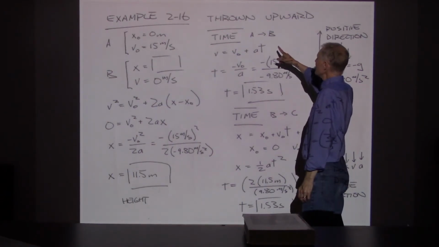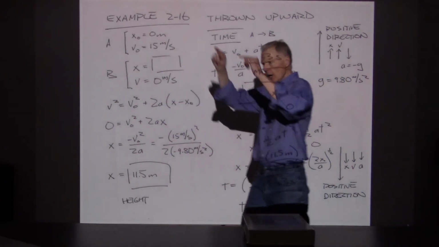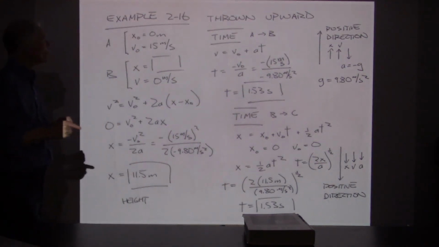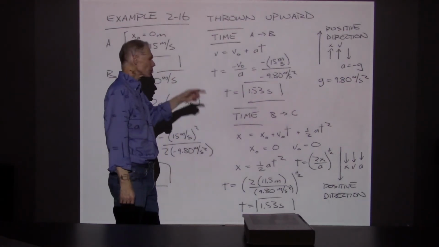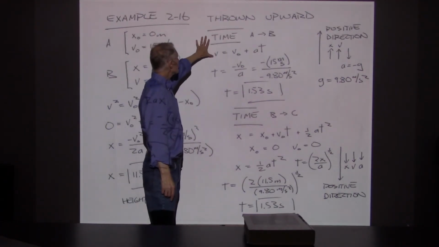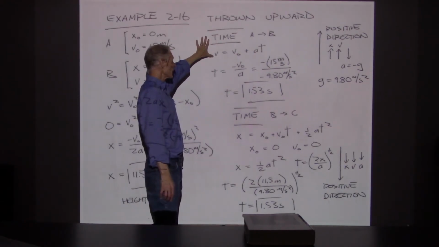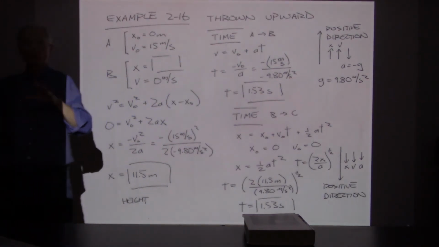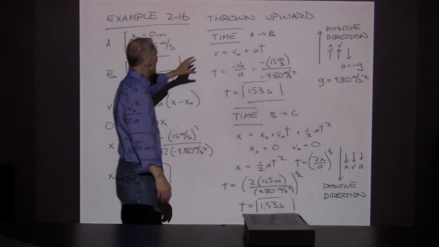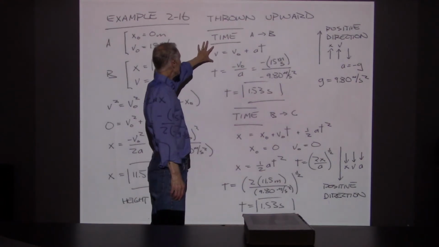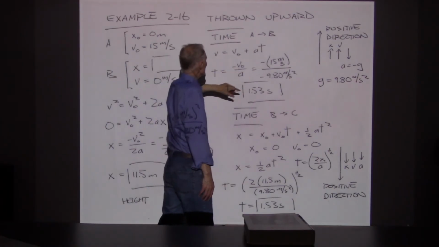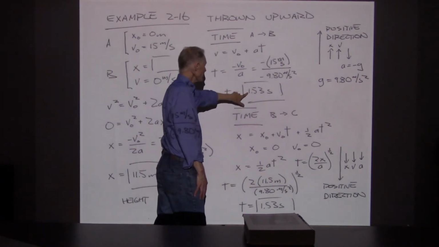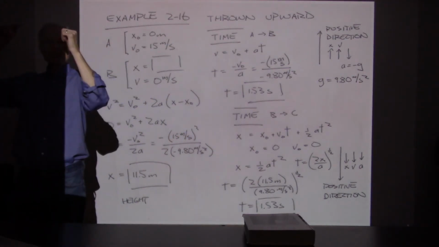Now they want to know how much time it's going to take. Now, going up and coming all the way back down in terms of time would require me to use, well, I could use this equation, but it could turn out to be a quadratic. What I've done is I've broken the equation up. You don't have to do it this way. You're going to find that there's different paths you can follow in solving these problems. But I've decided to break this up. So going from A to B, I'm going to say v is equal to v0 plus at. I'm going to find out how much time that takes, and it's 1.53 seconds. So it takes 1.53 seconds to go up.